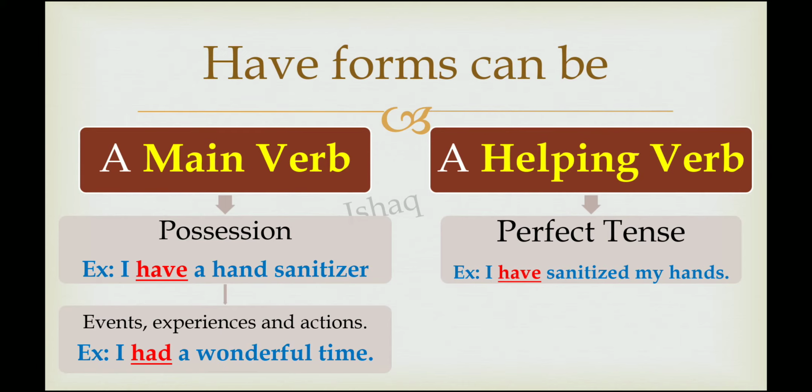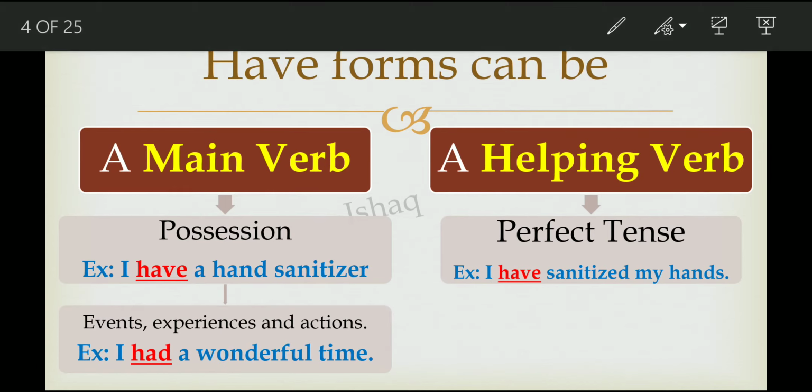So basically, have forms can be a main verb as well as a helping verb. When it is a main verb, it is used to tell the possession. What is possession? Possession is to tell the ownership. So have form can be used as a main verb to tell the possession, which means to tell the ownership. I have a hand sanitizer. So this is an ownership.